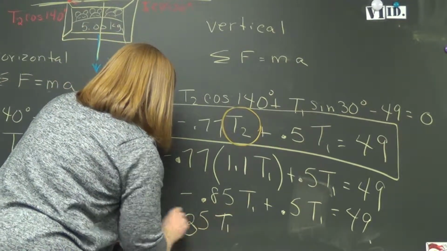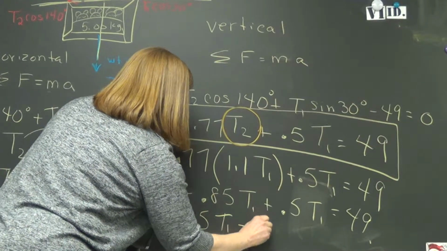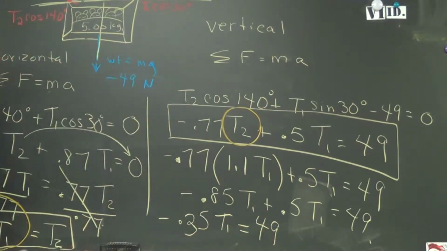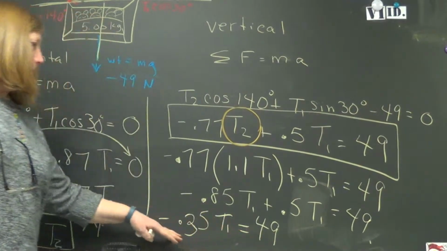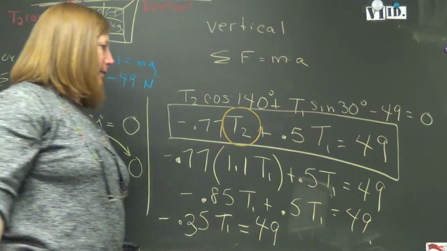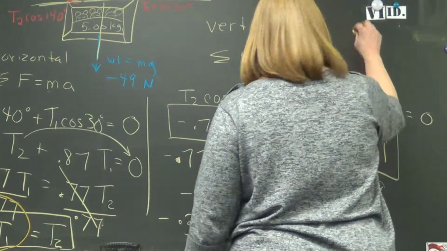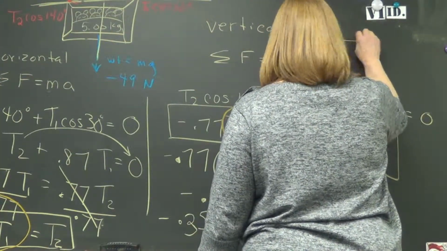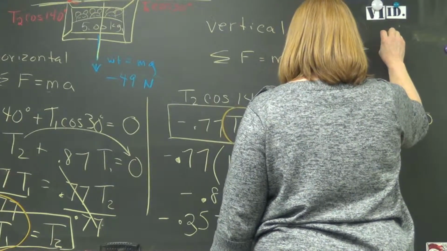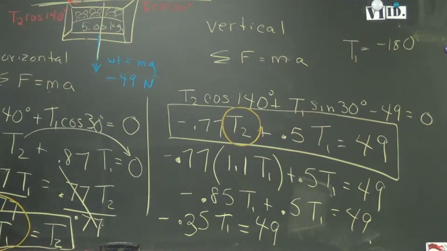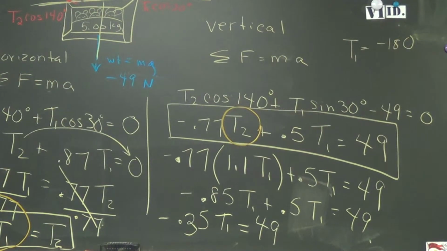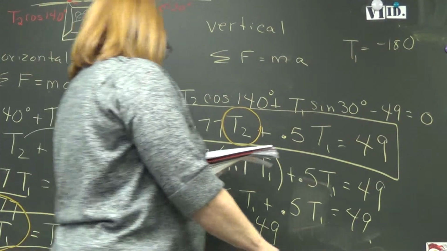Negative 0.35 T1 equals 49, and the last tap, well, next to the last. So divide 49 by negative 0.35. Negative 140. T1 equals negative 140. That does not sound good. You wrote 180. I know, well, that's not good either.